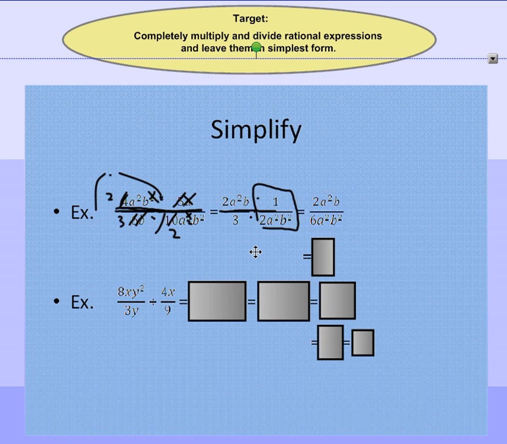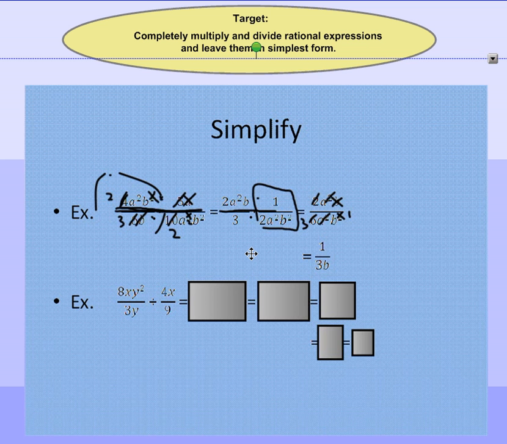Okay, leaving you with 2a squared b over 6a squared b squared. Now, 2 goes into 6 3 times. The a squares completely cancel each other out, and the 1b from the numerator cancels out one of the b's from the denominator, leaving you 1 left in the denominator. So left in the numerator is nothing, but wait, there's a 1. There's a 1 left in the numerator, 3b left in the denominator.